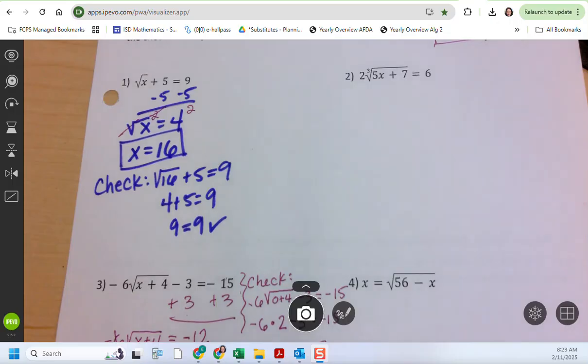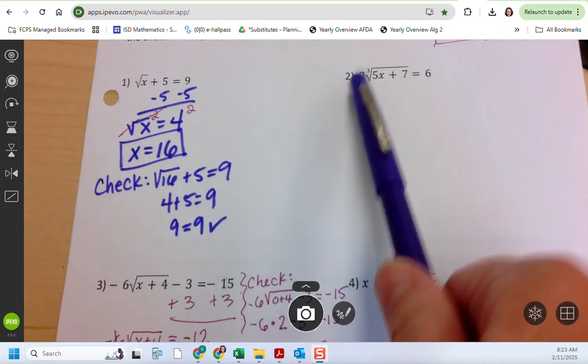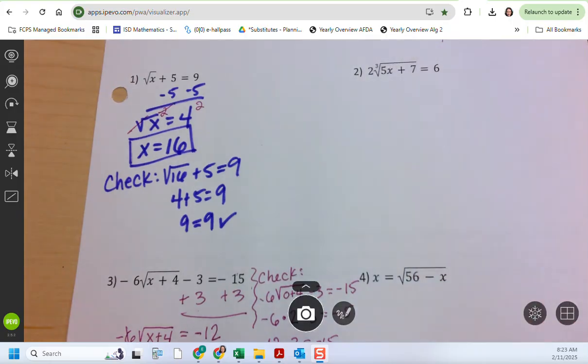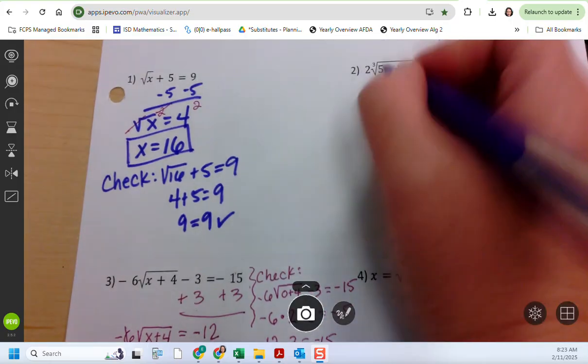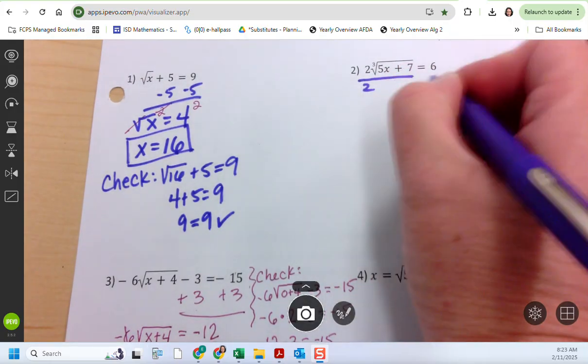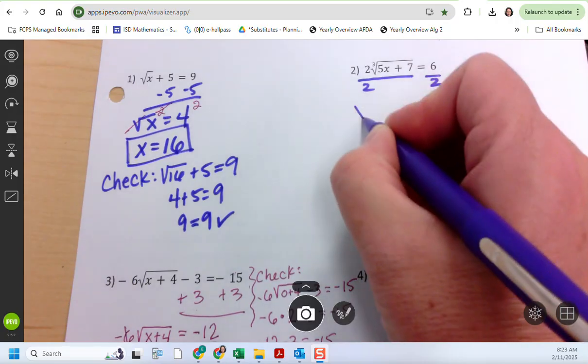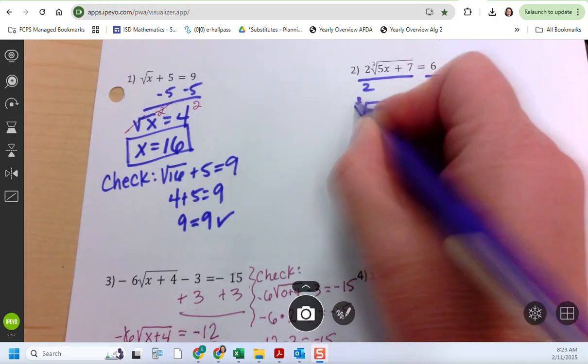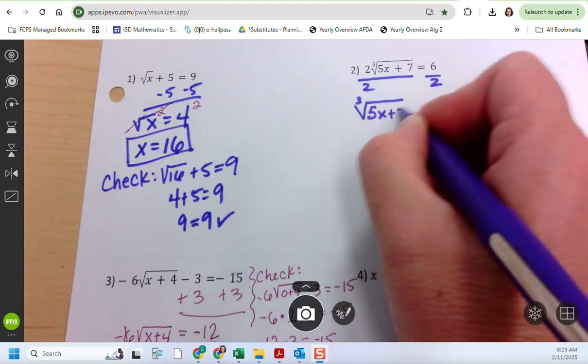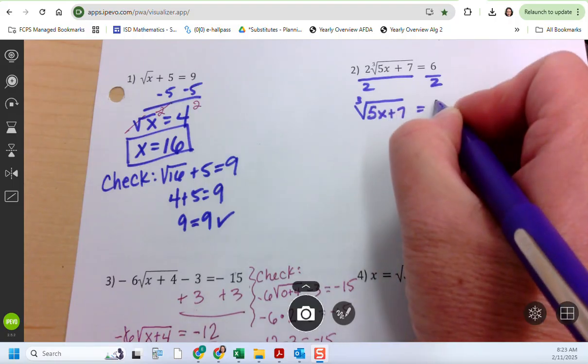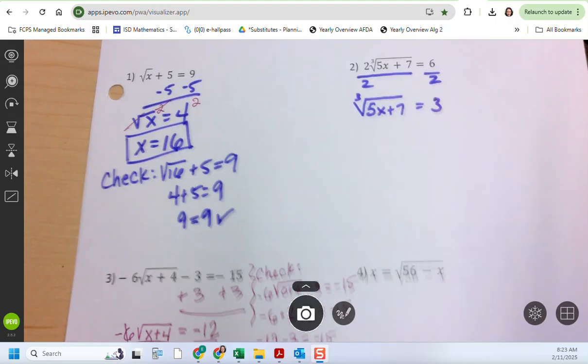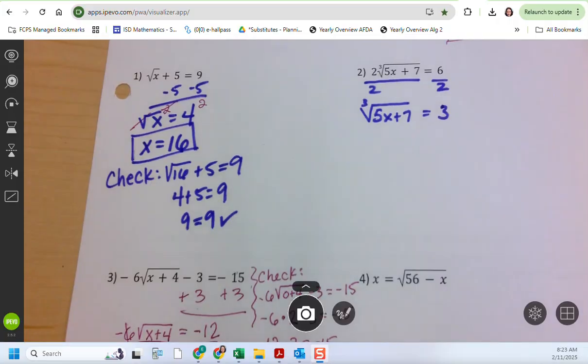Questions on 1? Okay. All right, and 2, how do I get rid of this 2 in front? Divide. Very good. So start by dividing by 2 on both sides. And I get cube root 5x plus 7 equals 3. How do we get rid of a cube root?